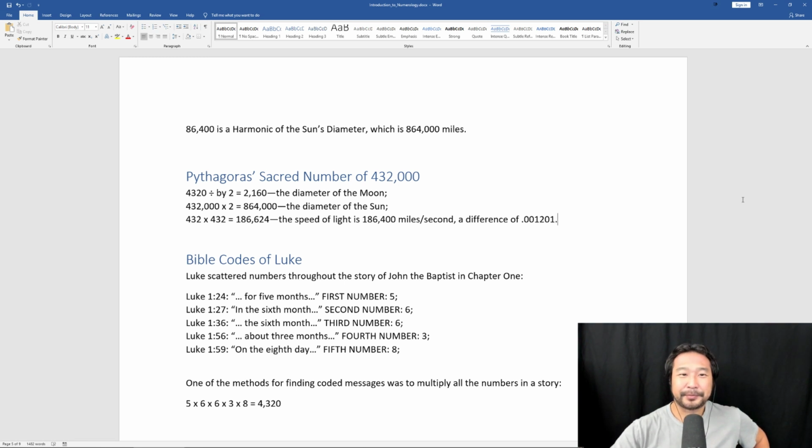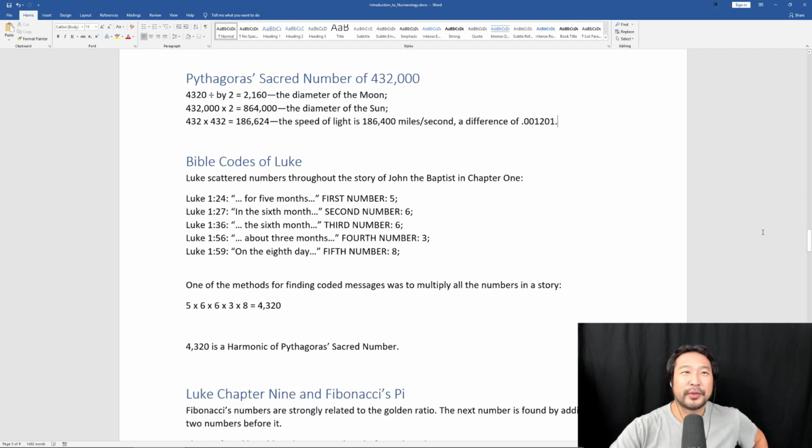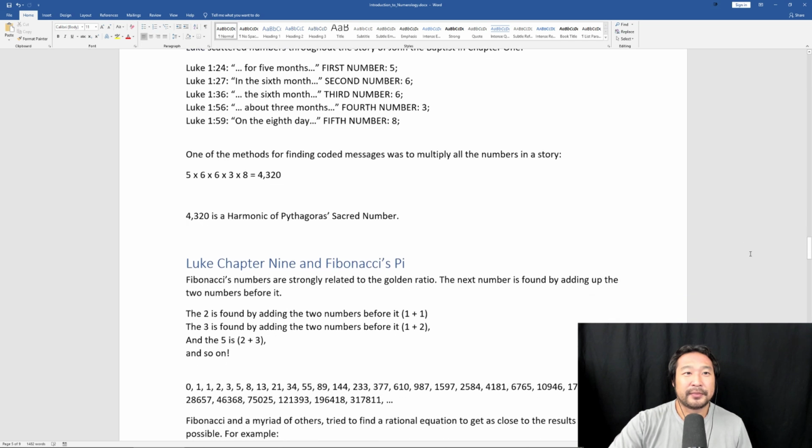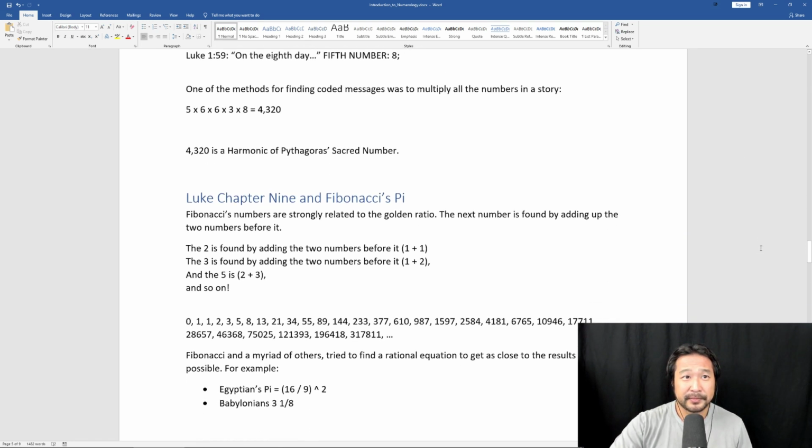Now, there's a story, and I went over this last time. Bible codes of Luke. Luke scattered numbers throughout the story of John the Baptist. In chapter 1, he puts numbers in front of time. So 5 months, 6 months, 6 months, 3 months, 8 months, 8th day. So you get 5 times 6 times 6 times 3 times 8. And what do you get? You get 4,320. And of course, that's the harmonic of Pythagoras' sacred number.